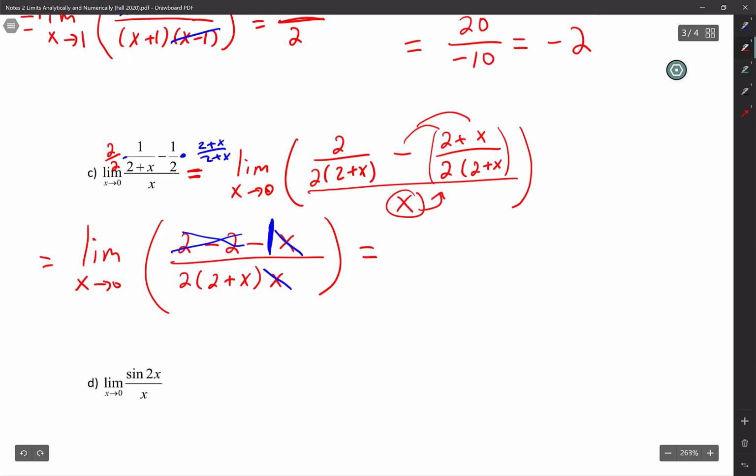So now I can do direct substitution. So -1 on the top over, I'm plugging in a 0 for x, and then 2 times 2 is 4. And there it is, guys.